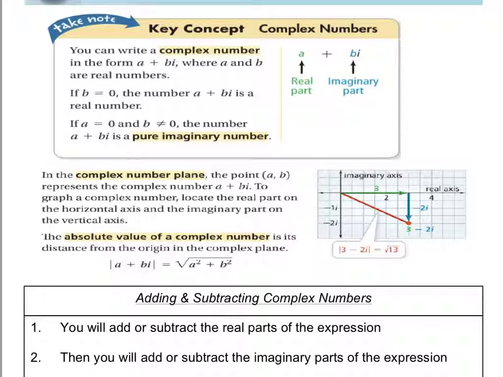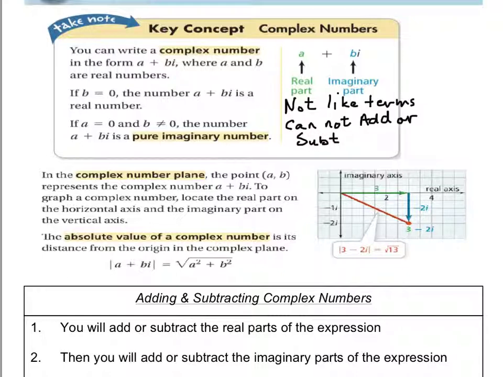Now, a couple things about this that you got to make sure you understand. These are not like terms. Okay, you cannot add or subtract them. Okay, they're not like terms. i is just like a variable. Okay, so if I had like 5 plus 3i, I cannot make that 8i. They're two different terms. They're not like things.